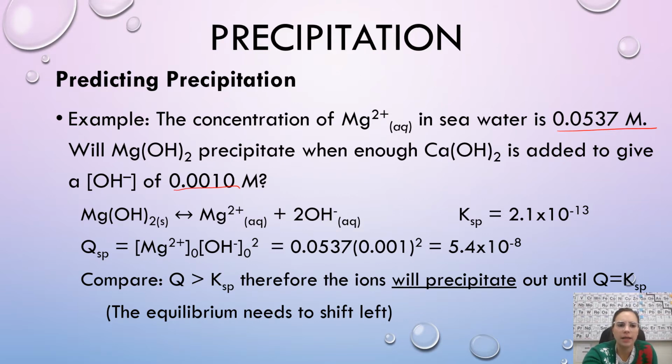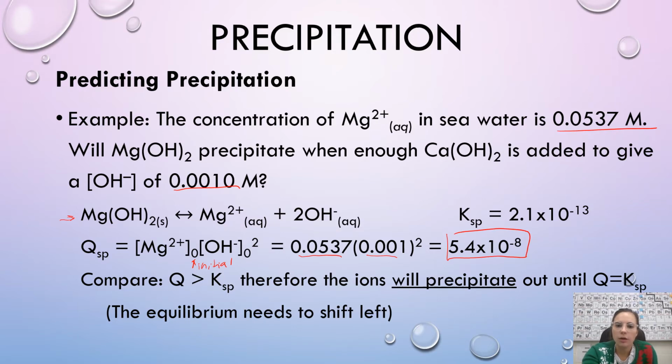So I write my equilibrium here, and then I write my Q expression. These zeros right here are just indicating initial. So initially, I have 0.0537 magnesium and 0.001 hydroxide. We write Q just like we write K, raised to their coefficients. We have no denominator because it's a solid and solids don't appear. So when we multiply this out, we get that Q equals 5.4 times 10 to the negative 8.